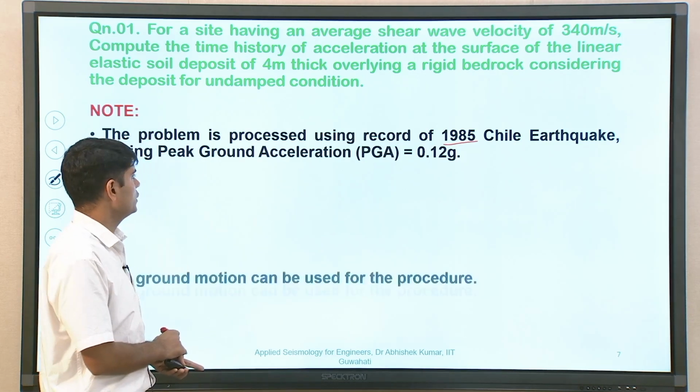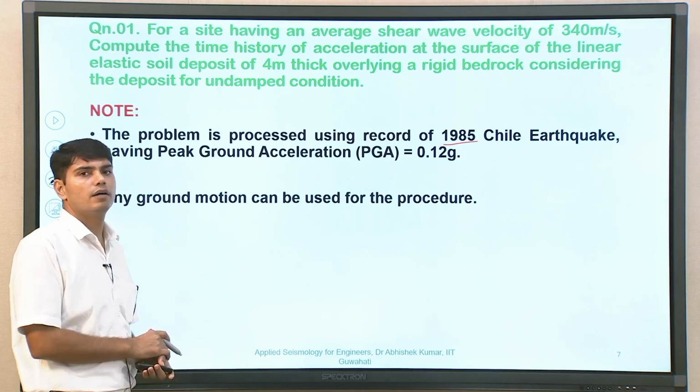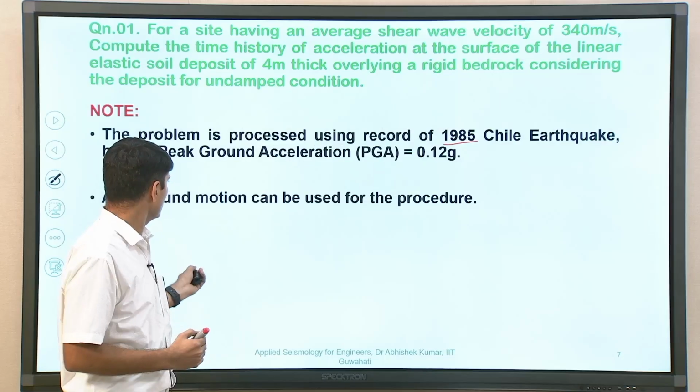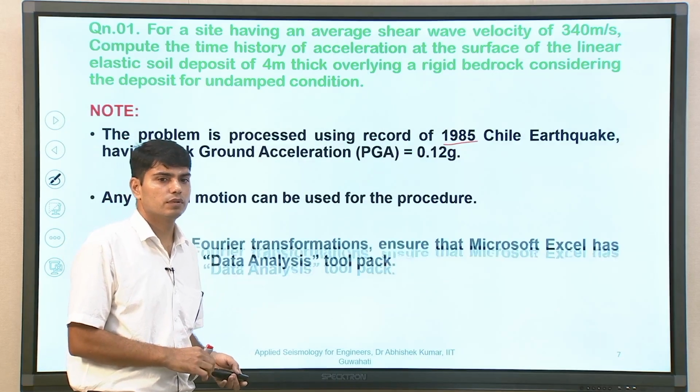Now, in order to solve this, as I mentioned earlier, you can take any motion into account. The steps to be followed remain the same. Only thing, depending upon the motion characteristics, your value of omega will change, and subsequently your value of Fourier spectra at the bedrock will change. So, any motion one can use.